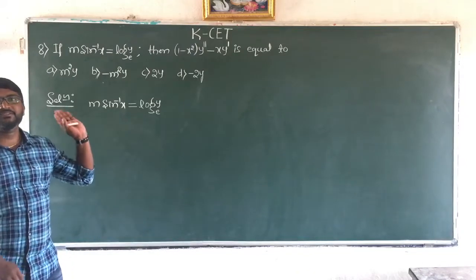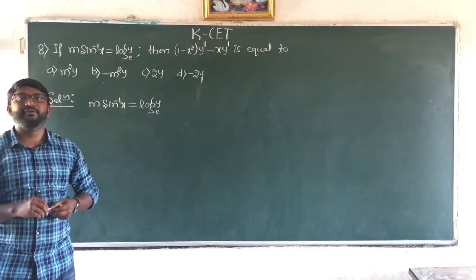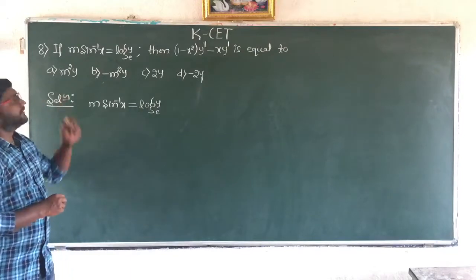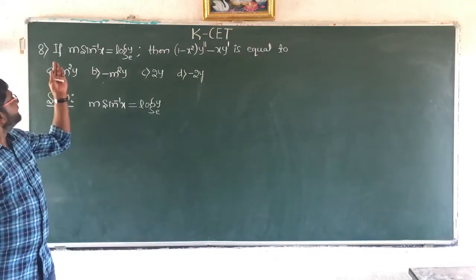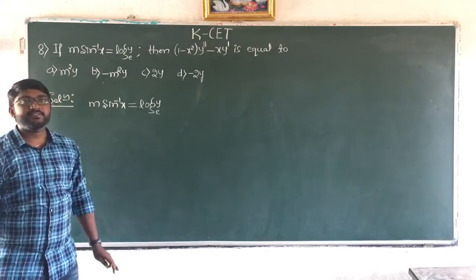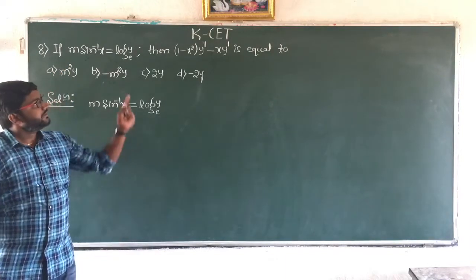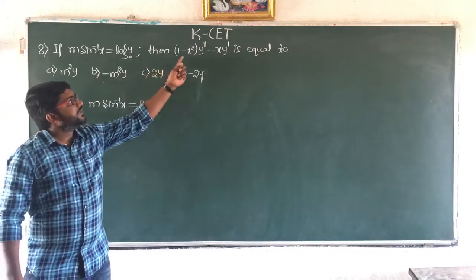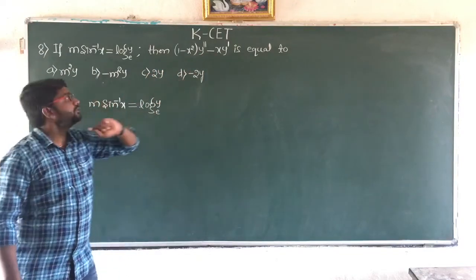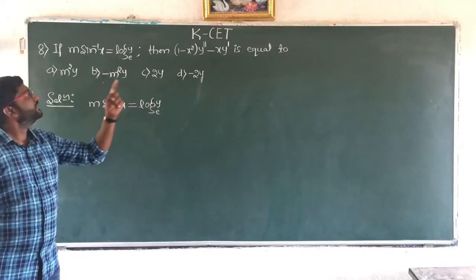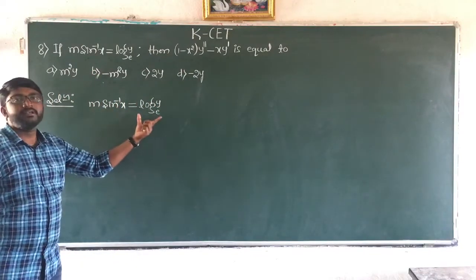Good morning students. So in the last class we have solved a few previous year questions, and then today we will continue with the next question. The given question is, if m into sin inverse x is equal to log y to the base e, then 1 minus x square into y double dash minus x into y dash is equal to, so he has given four options. So here I have written the given function as it is.